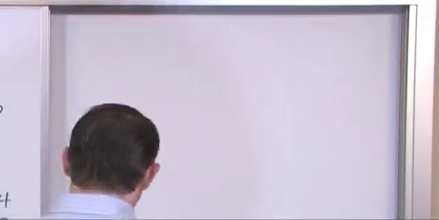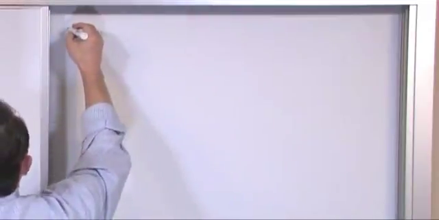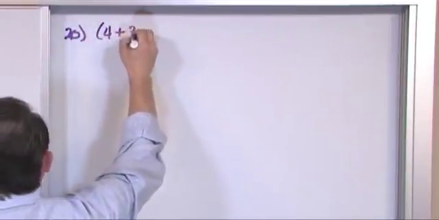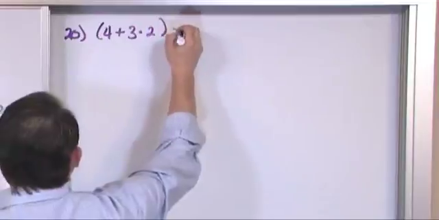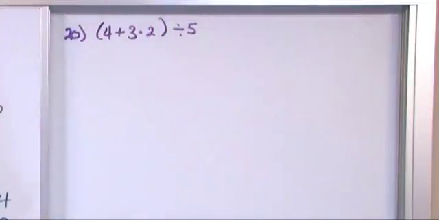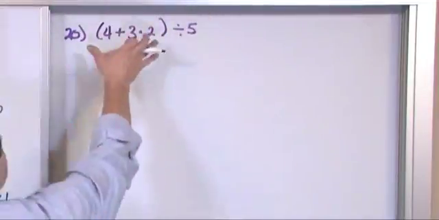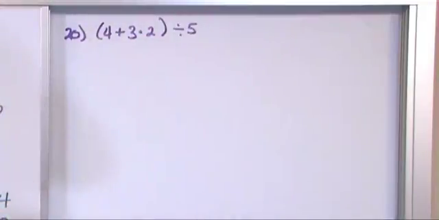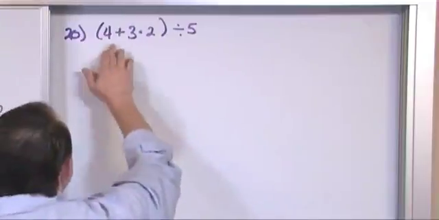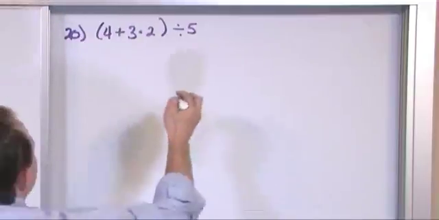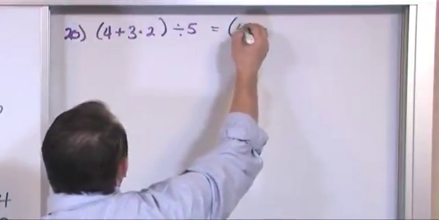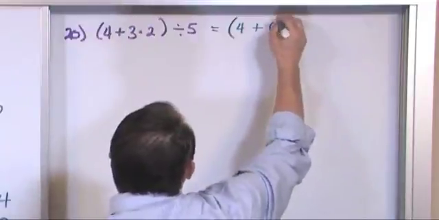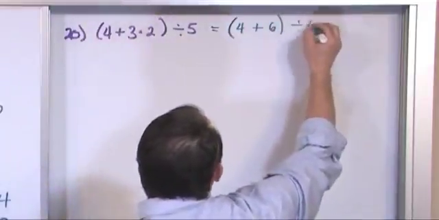Now let's do number 20, and let's say it was 4 plus 3 times 2, in parentheses, divided by 5. First thing you check for is parentheses, but inside those parentheses we have some multiplication and some addition going on, and we know that among these things we have to do the multiplication first. So we do that. We keep the parentheses for now. 4 plus, we do this first. 3 times 2 is 6. Close the parentheses. We've got to keep the divided by 5 going on here.